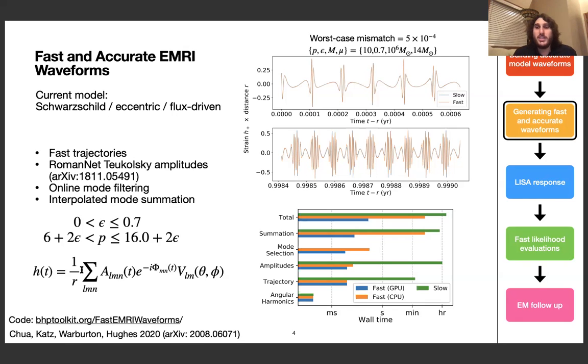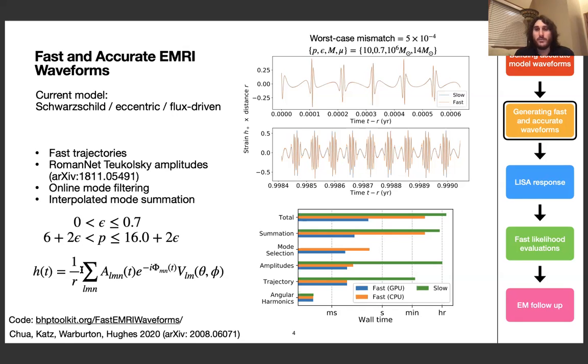On the top right, you see examples of our fast waveforms compared to the slow waveforms. The fast waveform is in orange, the slow waveform is in blue. This is a slow and accurate waveform that we compare against. Our worst case mismatch across our entire model validity space is 5 times 10 to the minus 4. This occurs in a very specific EMRI. It's our worst case EMRI. It's where we are at our closest separation at our highest eccentricity. That is a separation of 10m, eccentricity of 0.7, as you can see there.